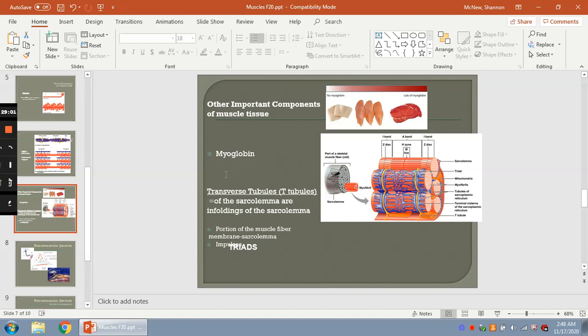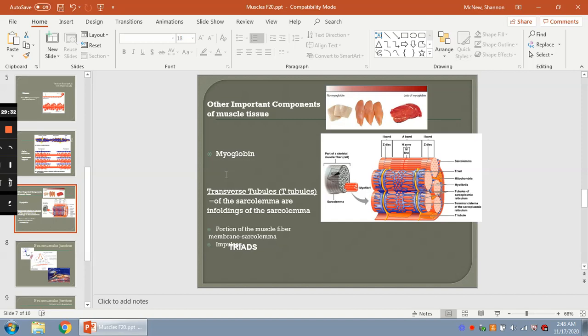Now, this is a molecule found inside the muscle fiber. Think of it kind of floating around in there. And whenever oxygen is there inside the cell, it will bind to the oxygen. So this is an extra molecule inside that cell that will help to bind oxygen. It's kind of a storage room for oxygen. Think of it that way. But that's kind of cool.